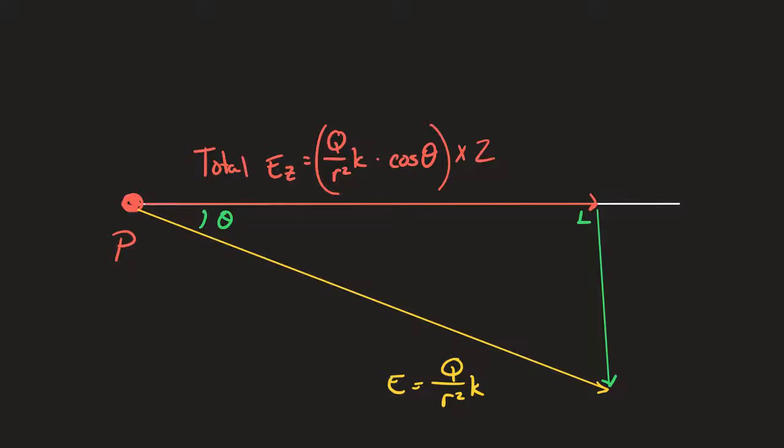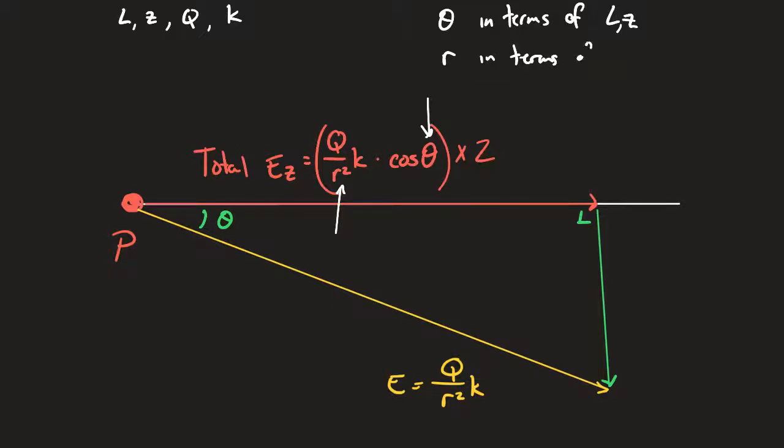Now, I'd love to say we're done, except at the very beginning I said we could not have theta in our answer because it doesn't appear as one of the original variables. And we can't have r in our answer because it doesn't appear as one of our original variables. We can only have L, Z, Q, and fundamental constants, in this case K. I can have cosine in there, that's fine, that's an operation. But I can't have cosine with theta in it. I have to have cosine with L or Z or something like that in it. So I have to find a way of expressing theta in terms of L and Z. And I have to find a way of expressing R in terms of L and Z.